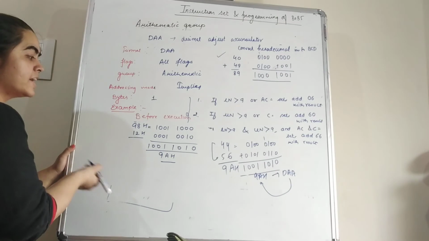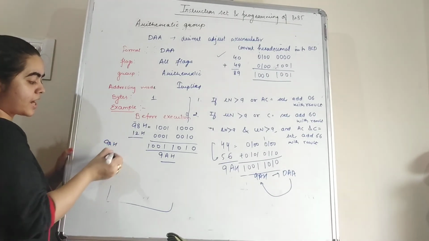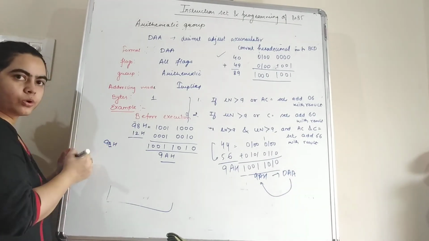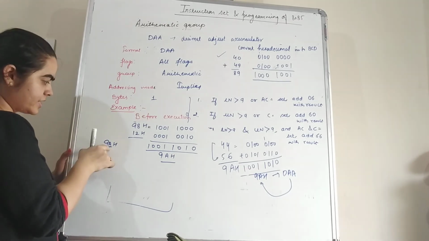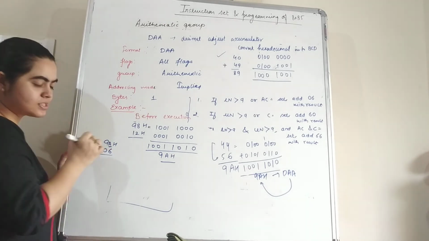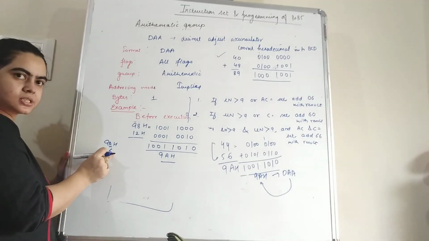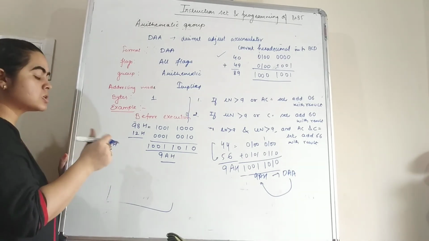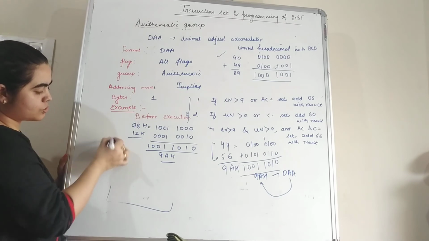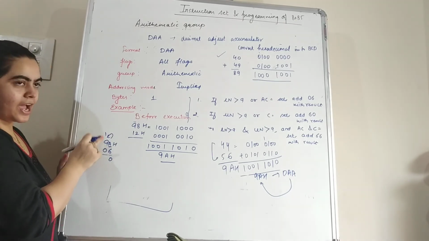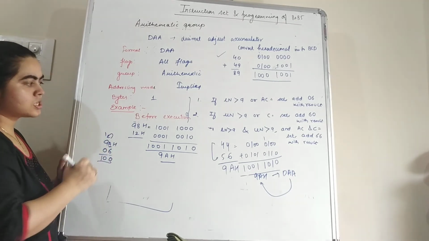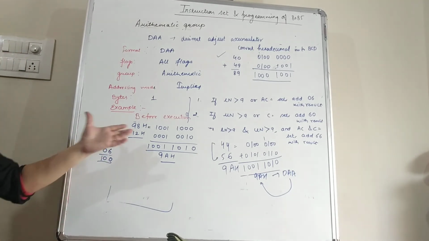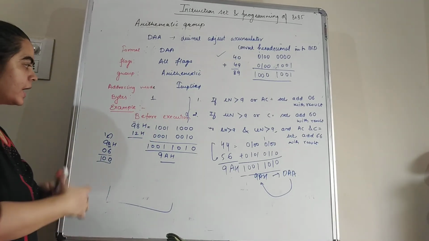So again, 9AH means here the lower nibble is greater than 9, so that means we can add 06. So 10 plus 6 is 16, so we subtract 16 by 16, then the result is 0. Then the result is 0 and we take 1 as a carry. 9 plus 1 is 10, so the result is 100. So this and the previous example are the same. Now we can take another example.